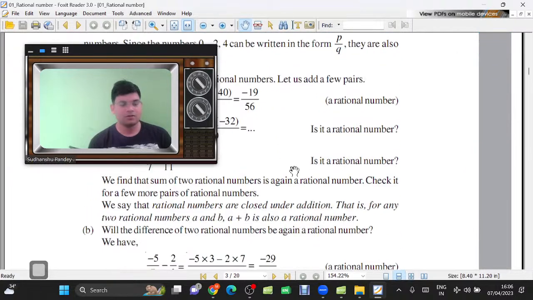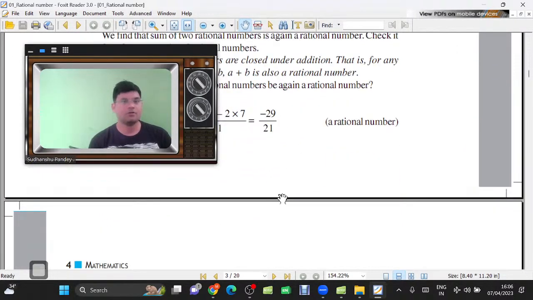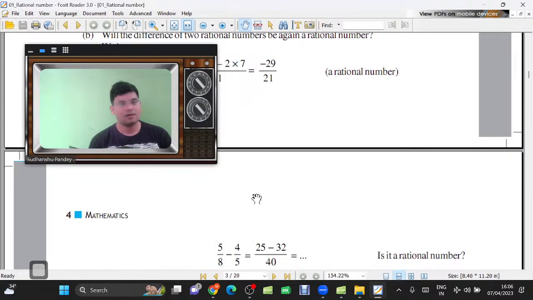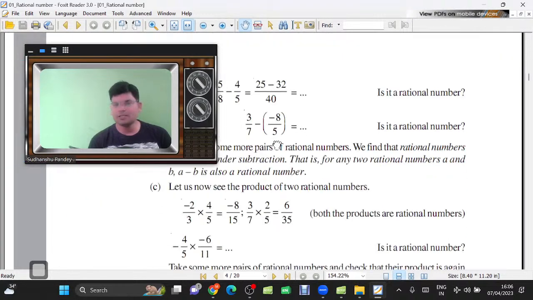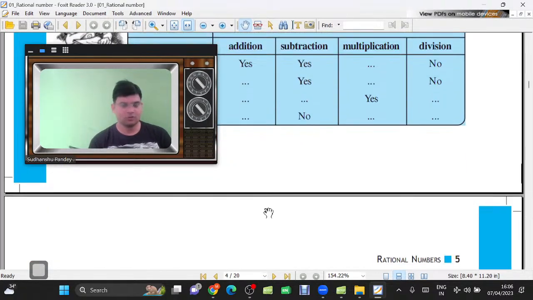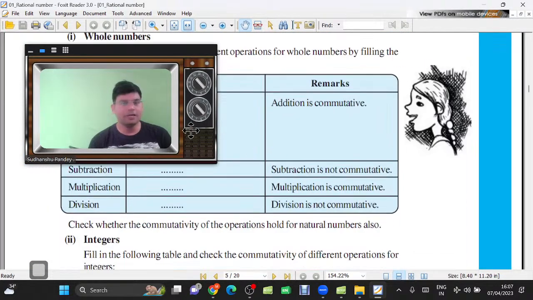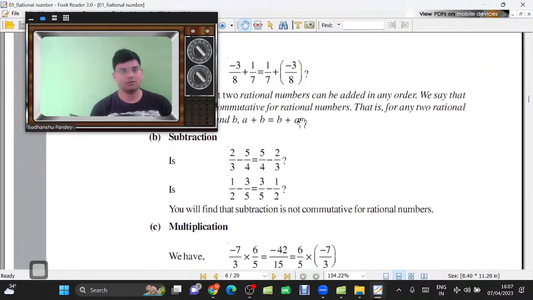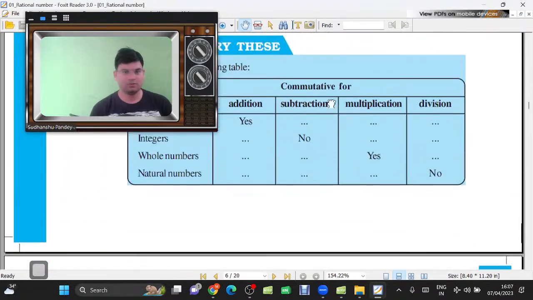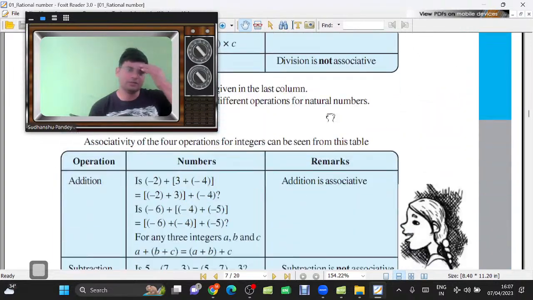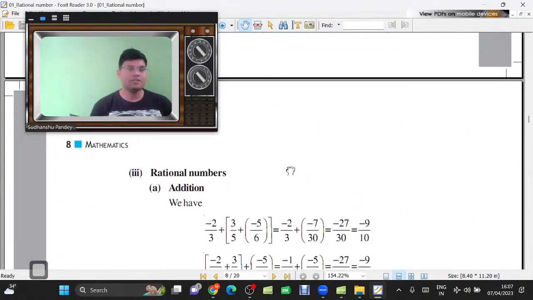The properties were closure property, commutative property, associative property, and distributive property, was it discussed? Yes sir, distributive property was also there. Okay, and multiplicative identity, additive identity, multiplicative inverse, and additive inverse were done. Okay, then we saw division and subtraction.